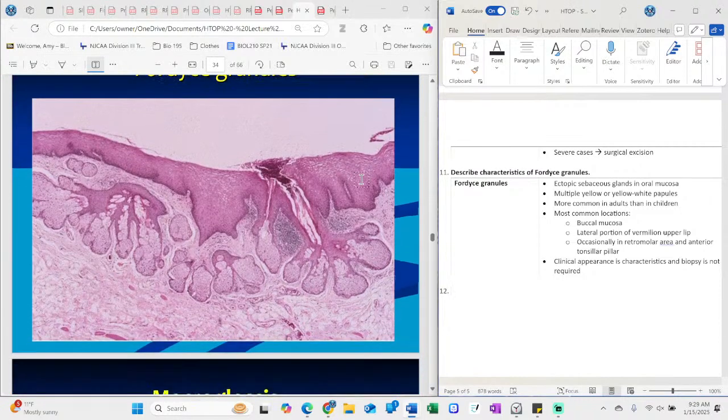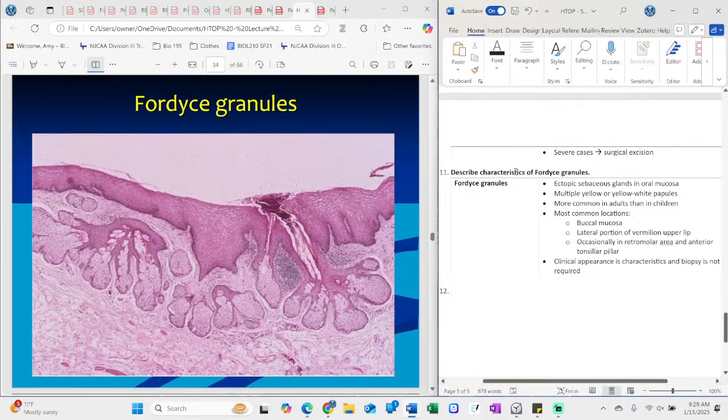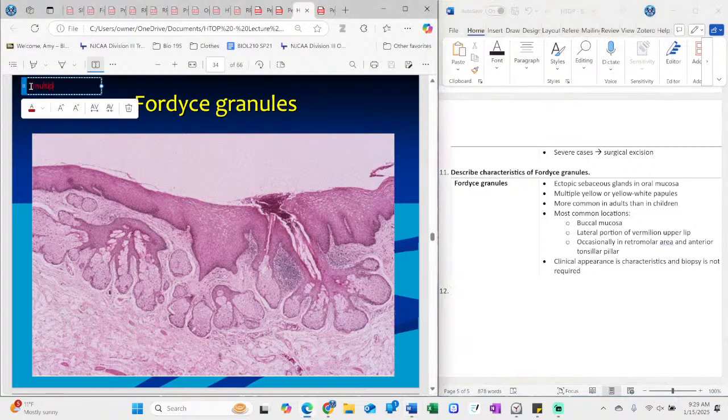So on the slide, we see multiple sebaceous glands. Because these are sebaceous glands that secrete sebum, you see multiple lobules of these whitish sebaceous glands, and these glands typically will contact the surface through a duct. So this is a duct that is opening into the surface to secrete sebum.